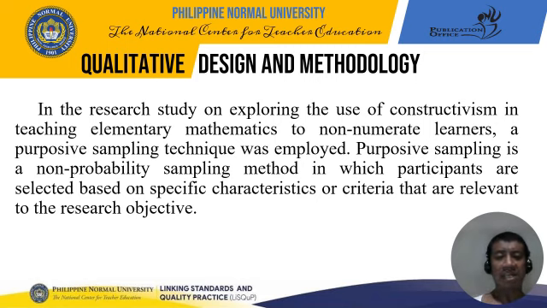In the research study on exploring the use of constructivism in teaching elementary mathematics to non-numerate learners, a purposive sampling technique was employed. Purposive sampling is a non-probability sampling method in which participants are selected based on specific characteristics or criteria that are relevant to the research objectives.